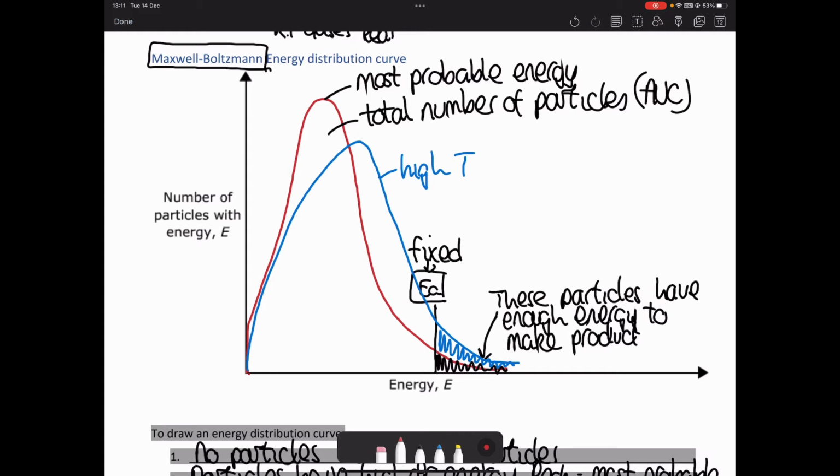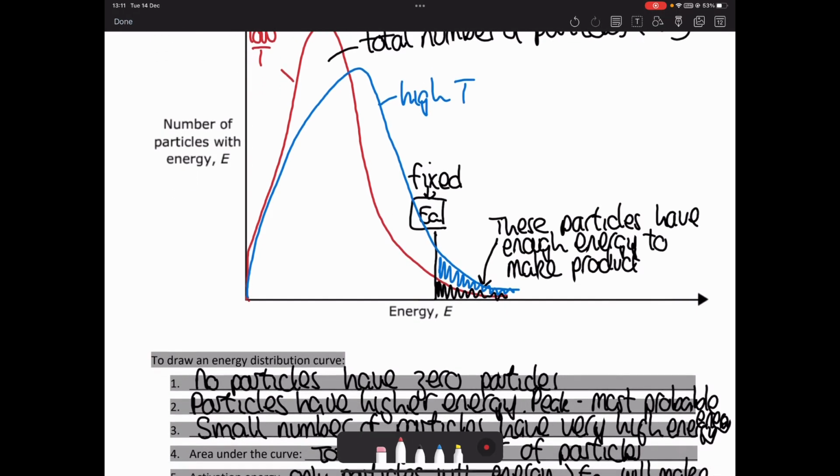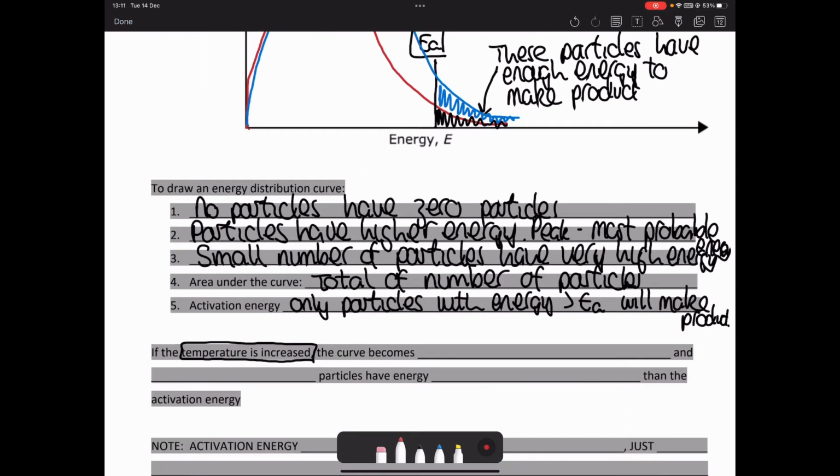The red here is a low temperature. And you can see if we increase the temperature, more particles have more energy. That makes sense. We already knew that from junior cycle. But now the fact that they have more energy greater than your activation energy means you're now going to get a faster rate of reaction. Okay, so if the temperature is increased, the curve becomes slightly flatter and it's going to shift to the right. And more particles have energy greater than your activation energy. And that is why then our rate of reaction is going to increase.